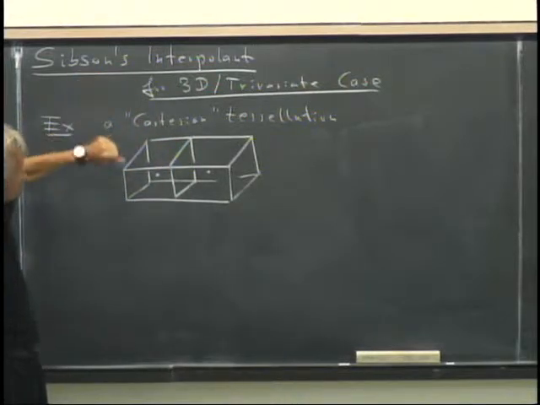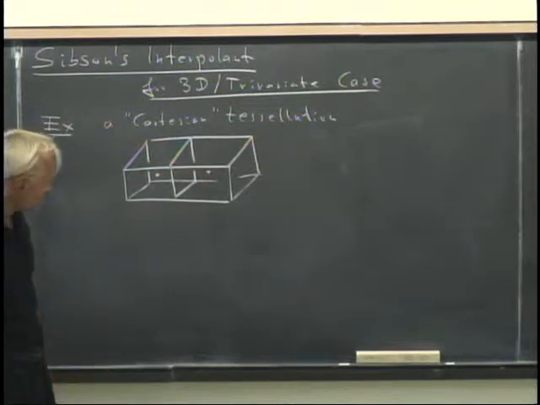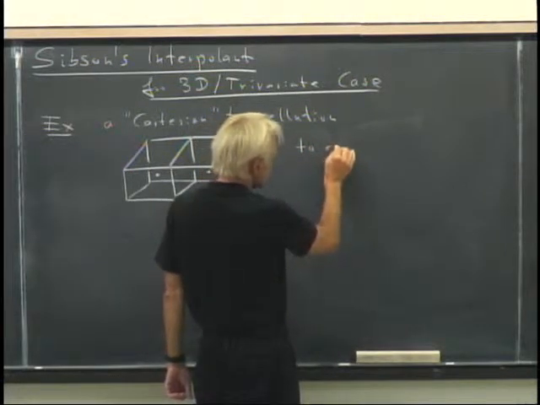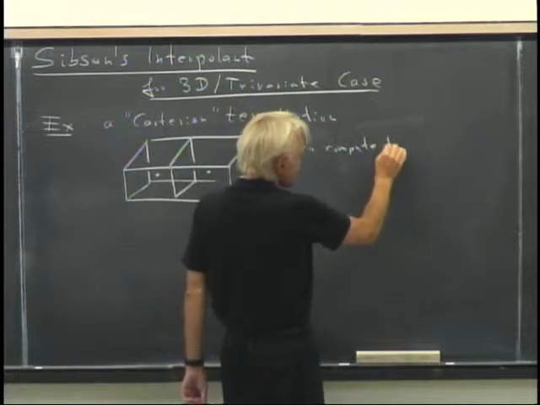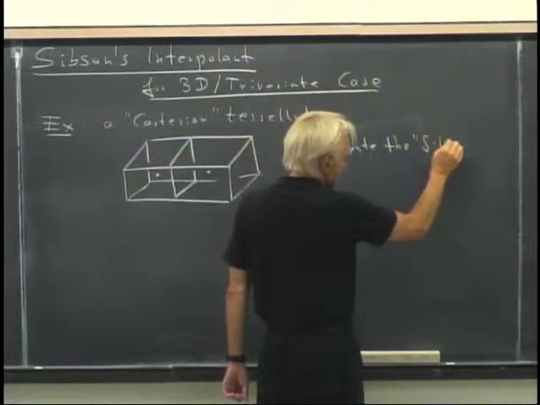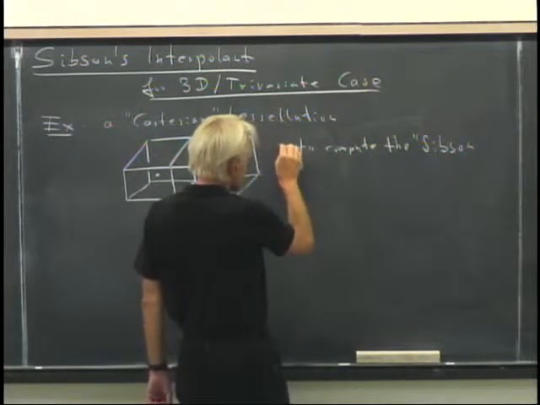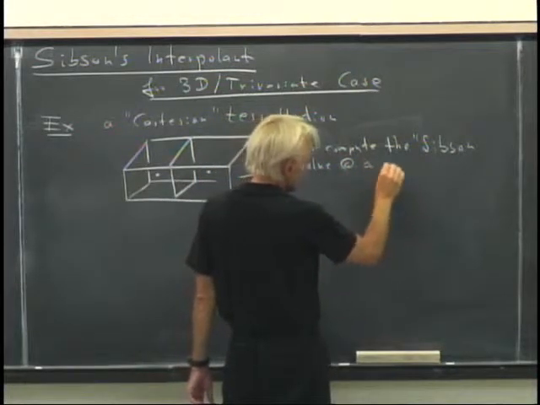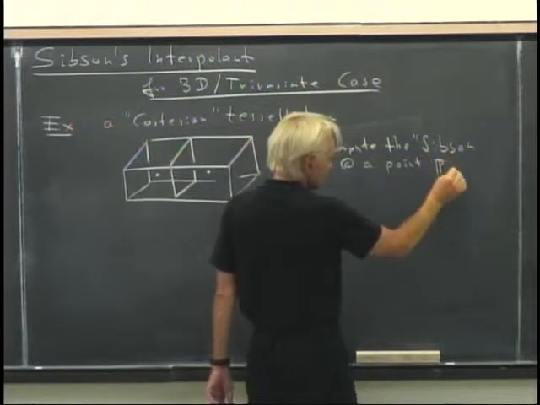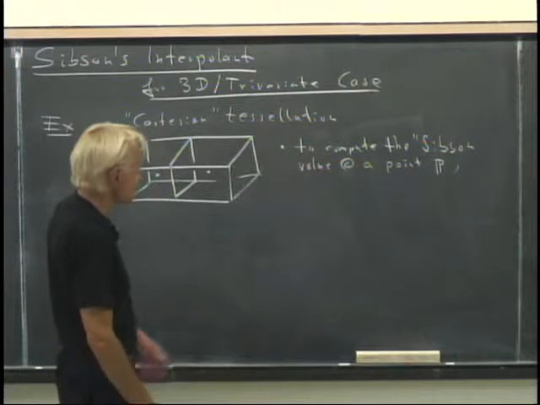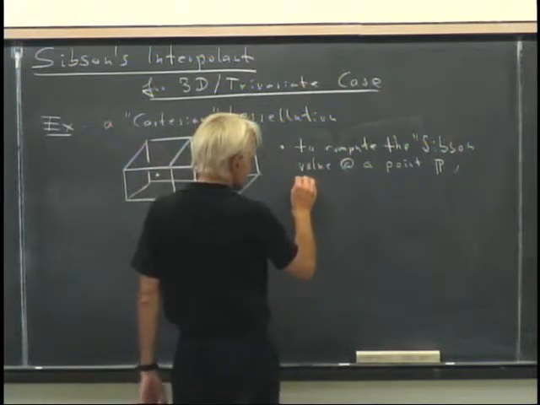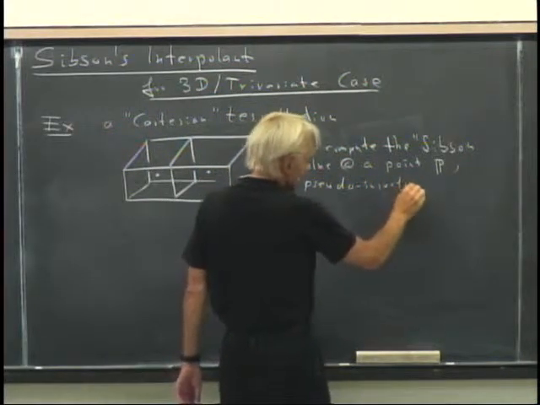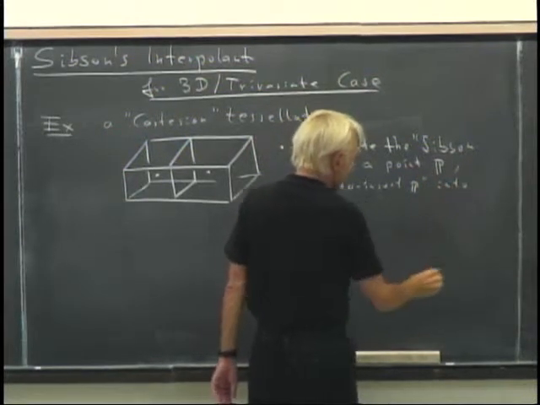And so if you have this type of a mesh, we have to worry about evaluating or constructing the values of the Sibson interpolant over such a polytope decomposition. So to compute the Sibson value at an arbitrary location, a point P, again, we pseudo-insert it into the complex, and we have to compute certain subvolumes. Pseudo-insert P into the diagram or complex.